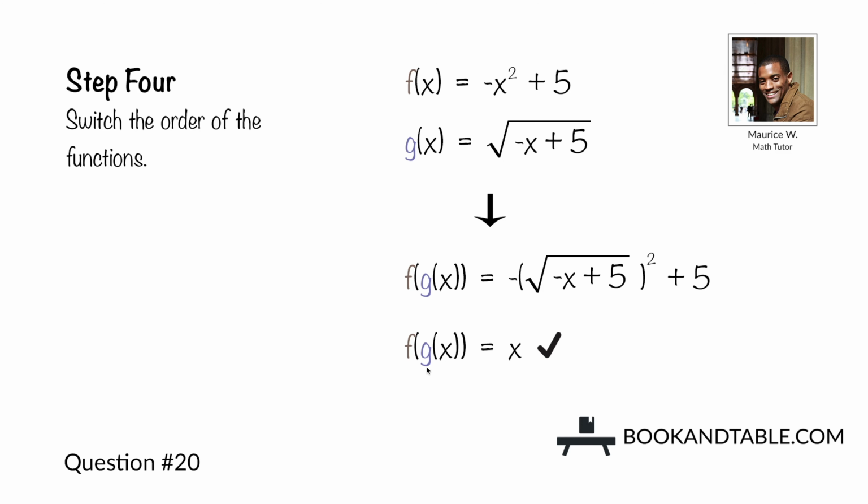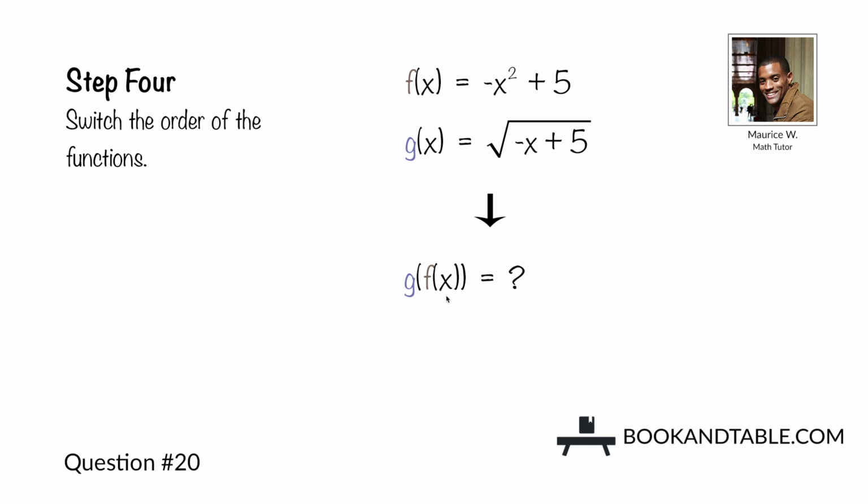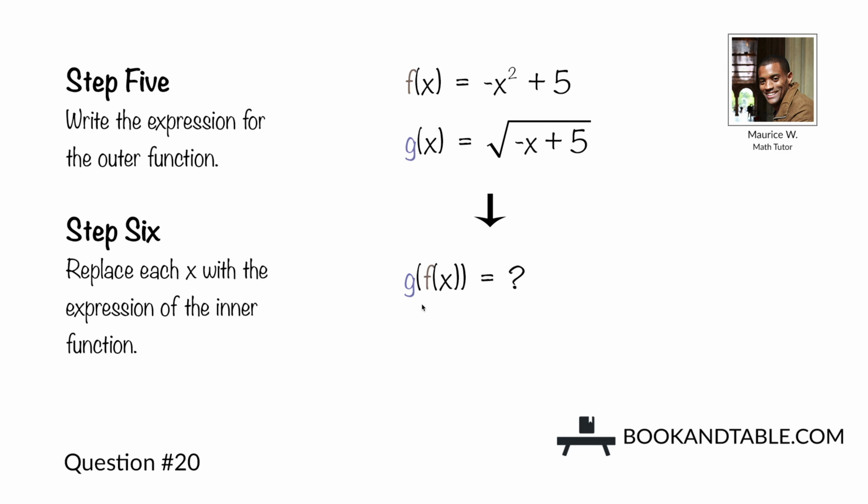So now we can switch the f and the g functions and test g of f of x to see if this equals x as well. So we want to write the expression for the outer function, which is the g function, the square root of negative x plus 5. And then we want to replace each x with the expression of our inner function, the f function. So we replace this x here with negative x squared plus 5.